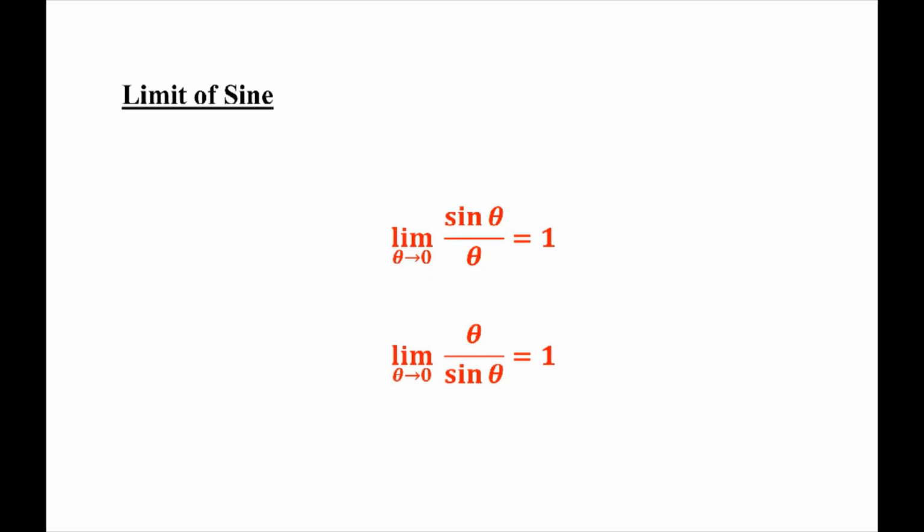Hello everyone. In this video we'll learn how to find the limit of sine by using these two rules. The limit of sine theta over theta as theta approaches 0 equals 1, and the limit of theta over sine theta as theta approaches 0 will also be equal to 1. So in this question here, the limit of sine of square root of 2 theta over square root of 2 theta as theta approaches 0, by using the rule, is going to be equal to 1.